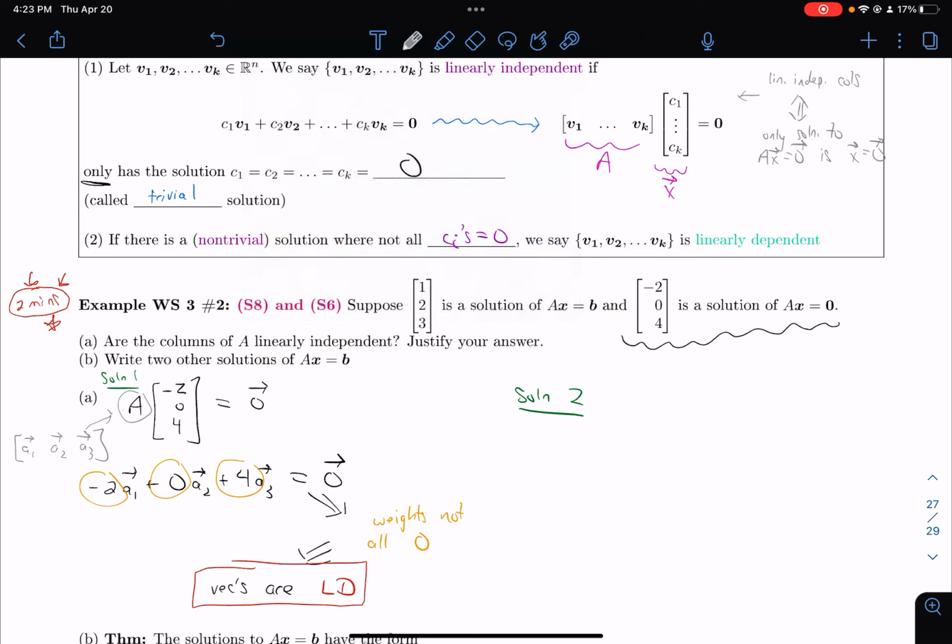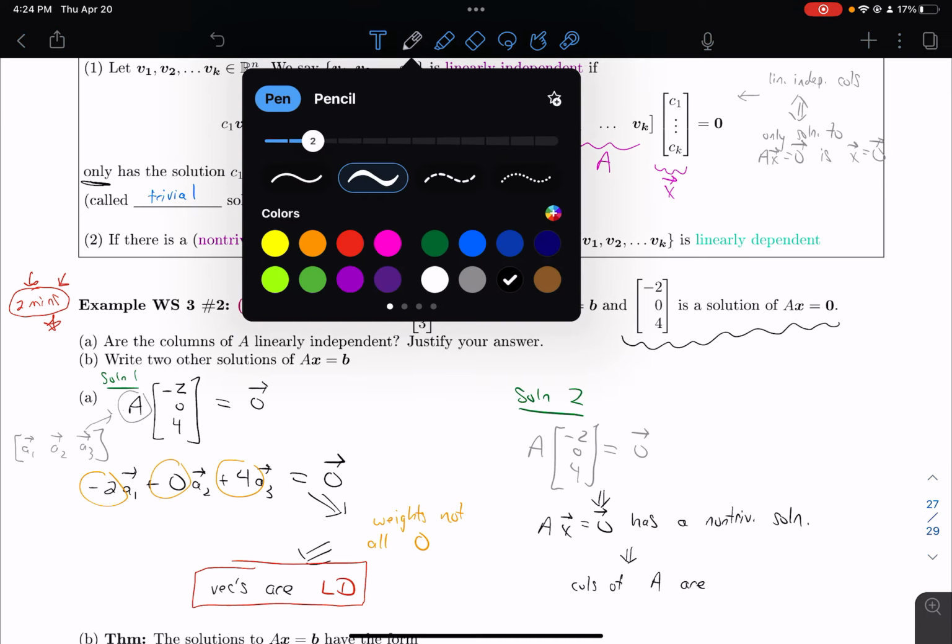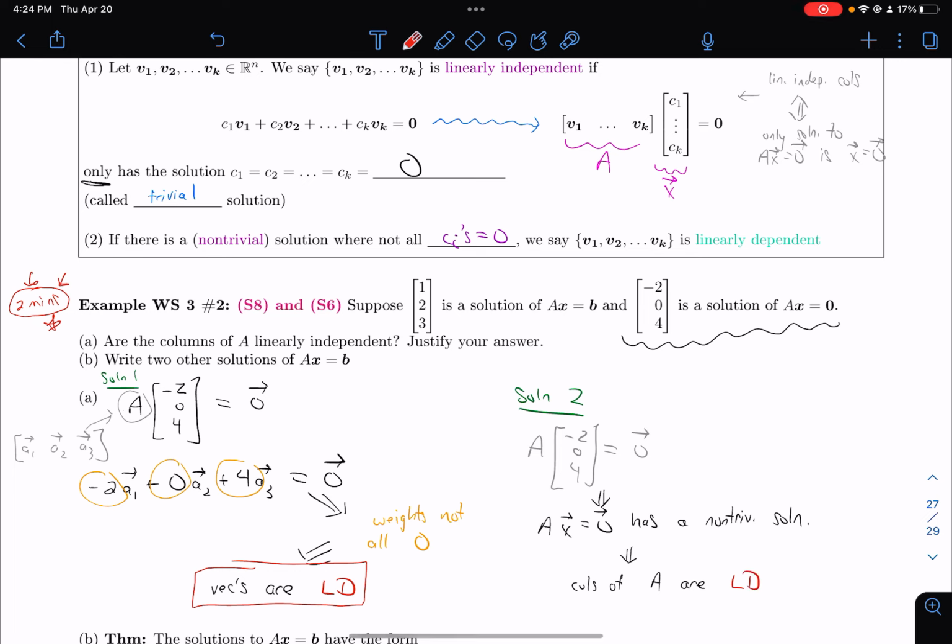But based on what I have here, based on the fact that A times (-2, 0, 4) happens to be equal to 0, this means that the equation Ax equals 0 has a non-trivial solution. There's a solution that's not just the 0 vector multiplying my matrix. So that means the columns of A are linearly dependent. Okay, so that's another way I could have argued this.